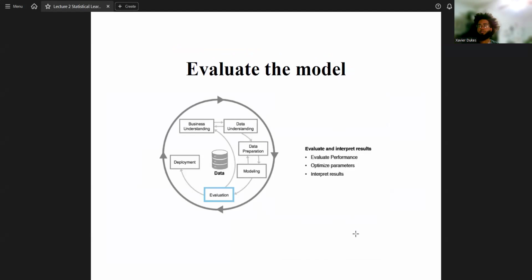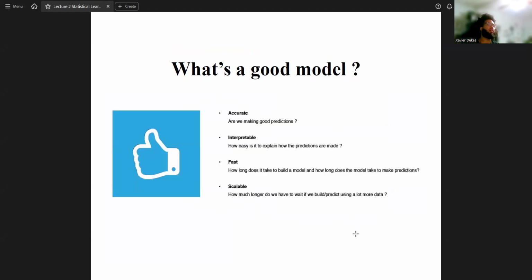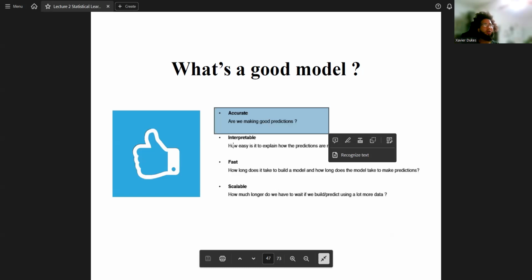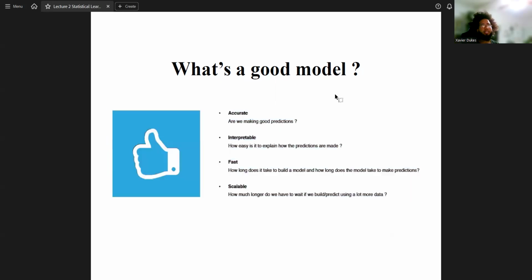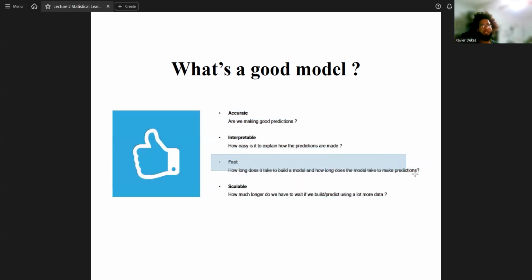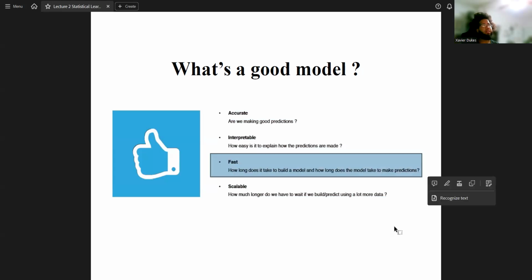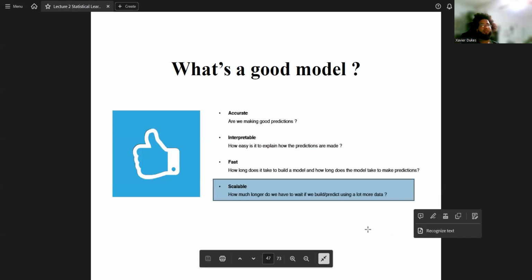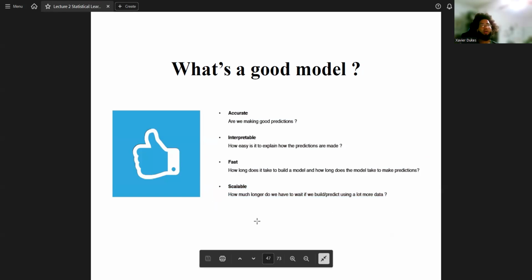We go from training to evaluating how well the model did on training. So what's a good model? Are we accurate? Are we interpretable? How easy is it to explain the predictions that we made? How fast does it take the model to build itself? What's the training time looking like? Does this take you 8 months or did it take you 8 minutes? And then how scalable? How much longer do I have to wait if we were to retrain the model using more data?